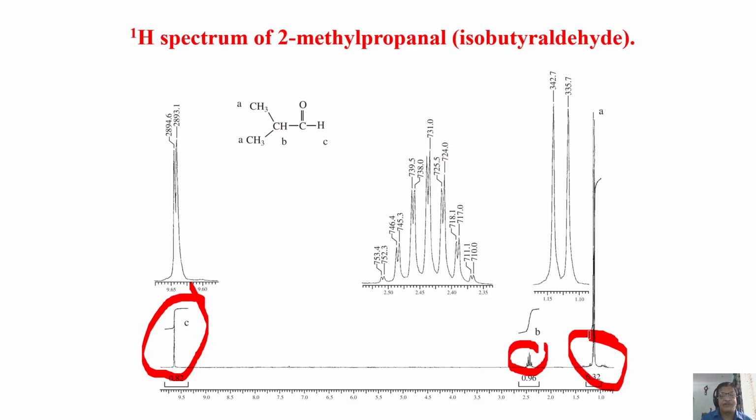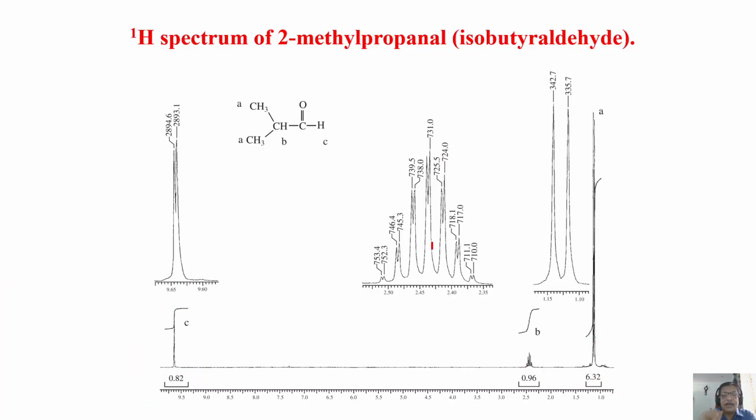So how do you interpret this one now? Very easy. Simply look at the spectrum. Where will the CHO come? Start looking at the spectrum. Where do you start? Look at the intensity here. Intensity is 6.32. This must be for the CH3s, which are coupled by this CH proton. Maybe they are very close by chemical shift, which are not resolved, and are equivalent.